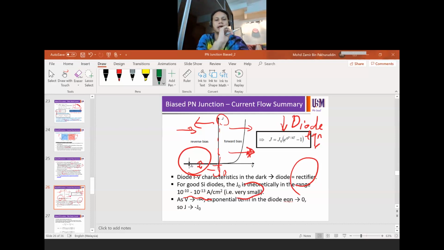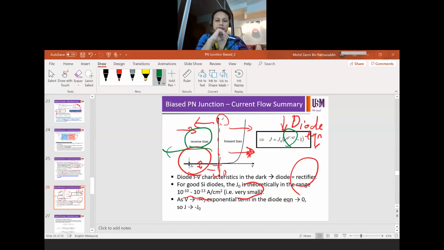So if you look at the negative region now, reverse bias, as you increase your V to negative infinity, that means you're going to the left, to high voltage on the left hand side, reverse bias. Look at the exponential term in the diode equation: it will become exponential of a high negative number. So that means the exponential component will be 0.